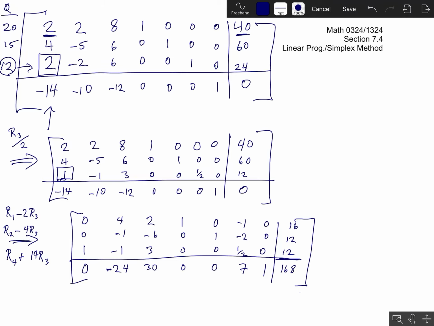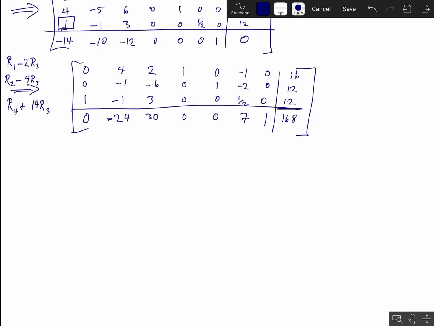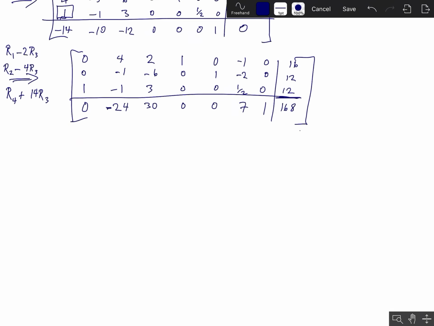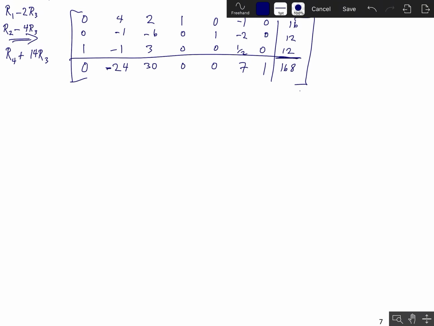So we're not quite done here, because at this stage, we could read off the values of our variables, but we know that this would not represent the optimal solution because we still have a negative indicator. So we want to continue doing this procedure until we're done with these negative indicators. So our next line of attack is here. We have a negative 24 as our only remaining negative indicator. So that will be our pivot column.